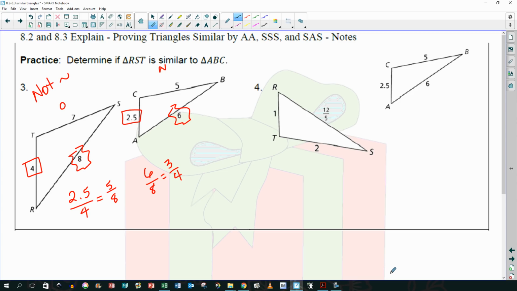So if they are not the same, then they are not similar. And just to be sure, always maybe double check. So this is 5 over 7, which doesn't reduce. So I have a scale factor of 5 over 7, a scale factor of 3/4, and a scale factor of 5 over 8. They are not the same. Therefore, they are not similar.